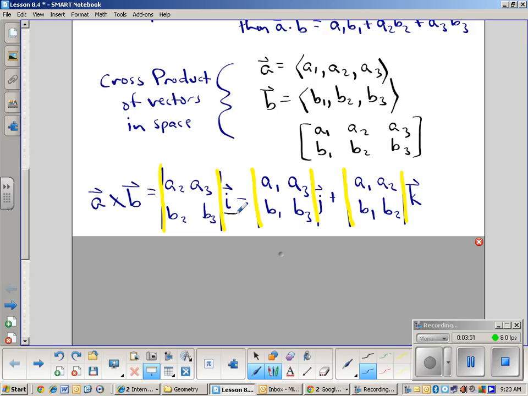On the unit vector I, notice this column was taken out, and so we go A2, A3, B2, B3. On the unit vector J, this column is removed, leaving us with A1, A3, B1, B3. And on the K unit vector, the third column is removed, so we get A1, A2, B1, B2. That's how we get these. That's where they come from.